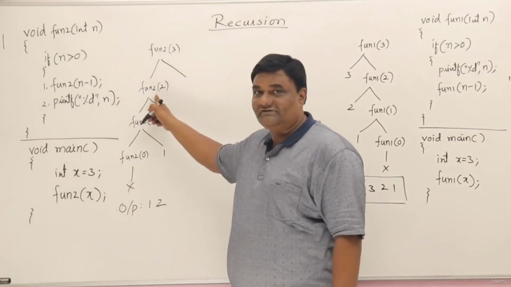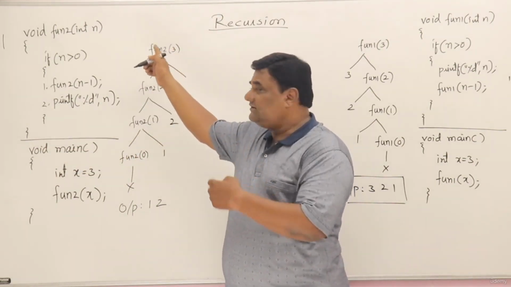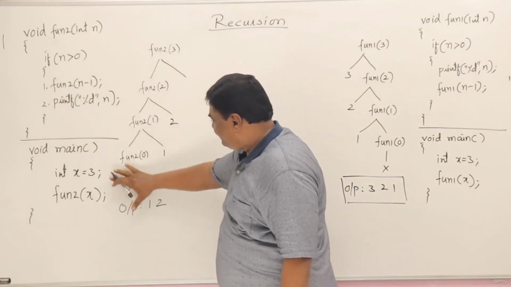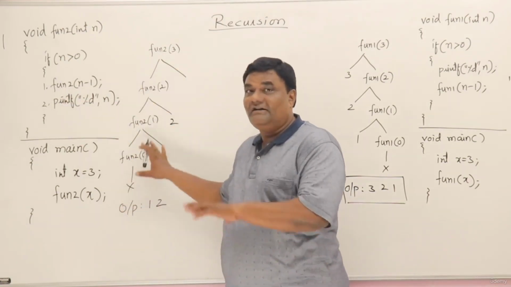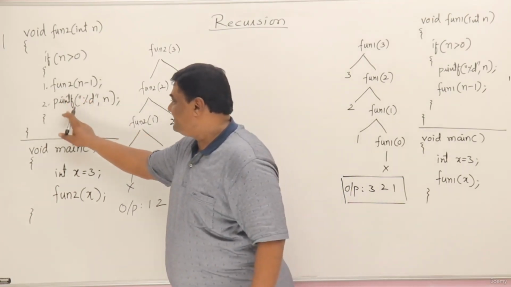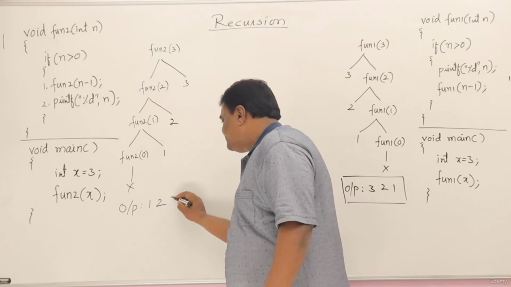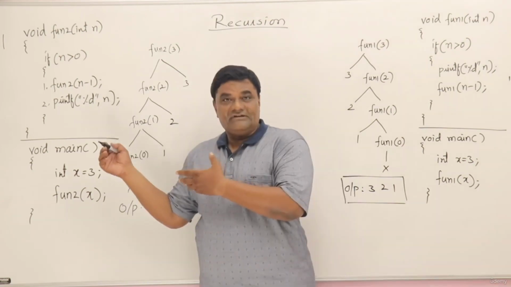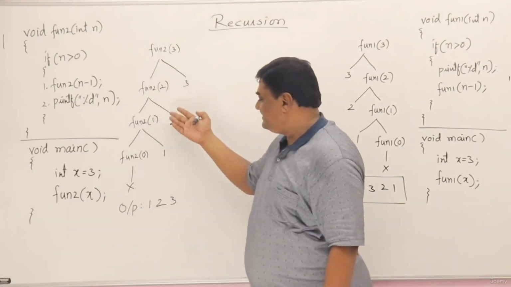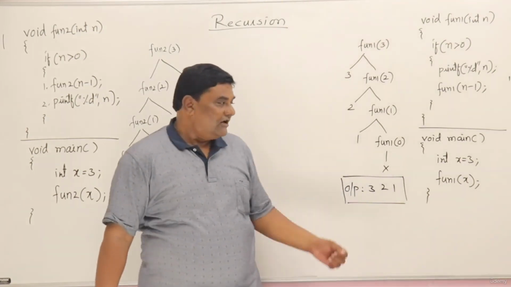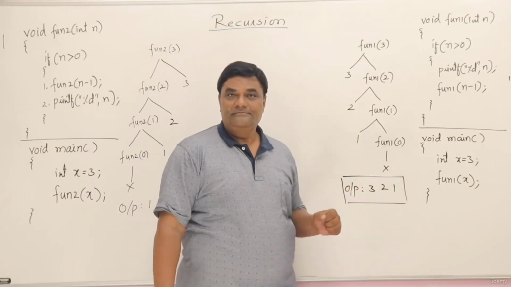So this call finishes. It goes back to the previous call. In that call, it has completed this fun2 of 2. You can see that this complete fun2 of 2 is done. Then the second statement, print n. So the value of n is 3. So this is 3. This is the output of this function. So you can see that the function values are 1, 2, 3. And here the output was 3, 2, 1.